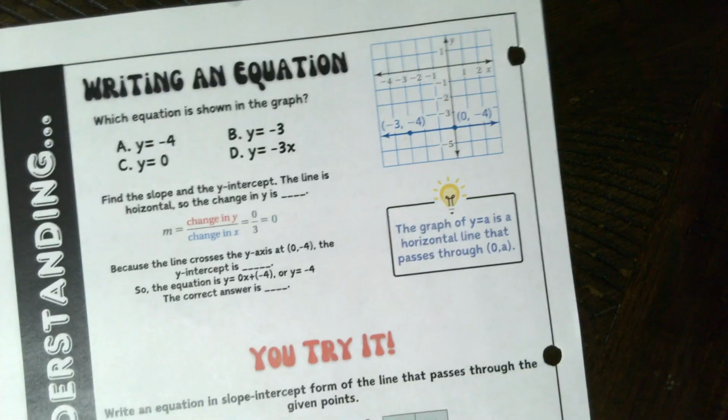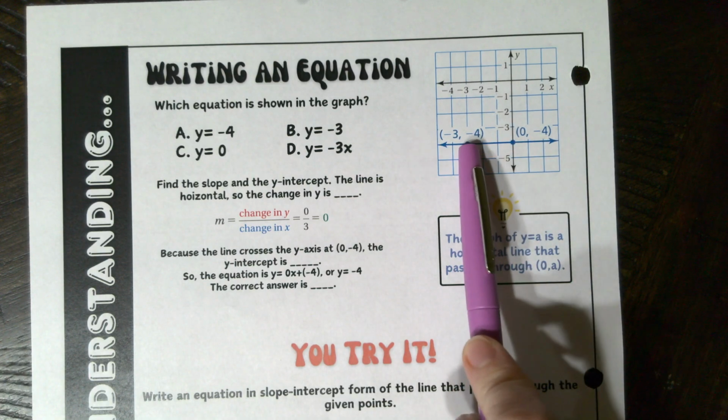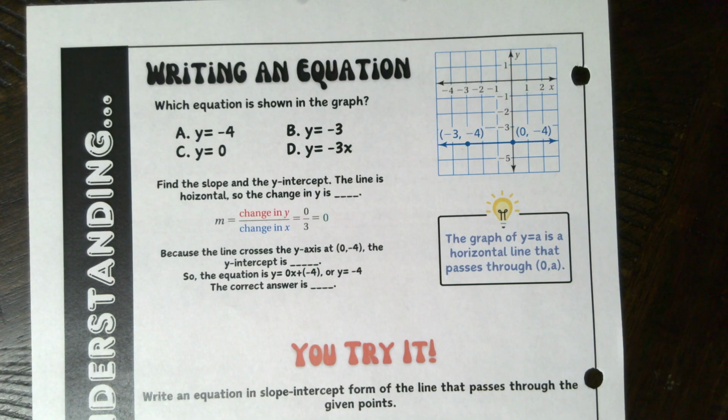Okay, so let's look at this graph for a second. Another thing that I want you to know is when you see a horizontal or a vertical line, so when it's either a 0 slope or an undefined slope, if you see that the y is the same for both points, or the x is the same for both points, then in this case, because my y is -4 on both, my answer is going to be y equals -4.